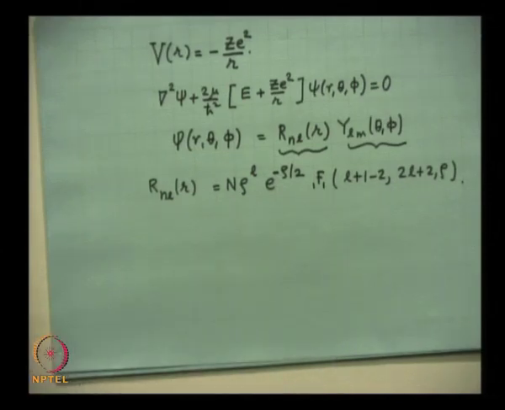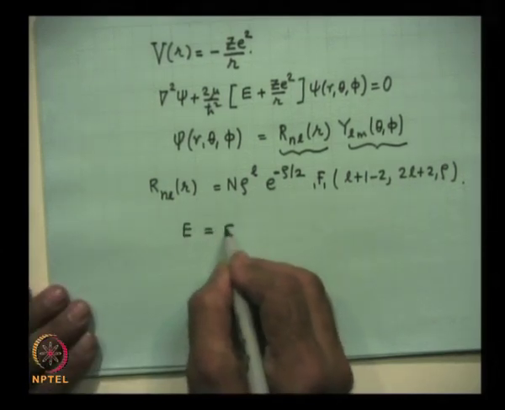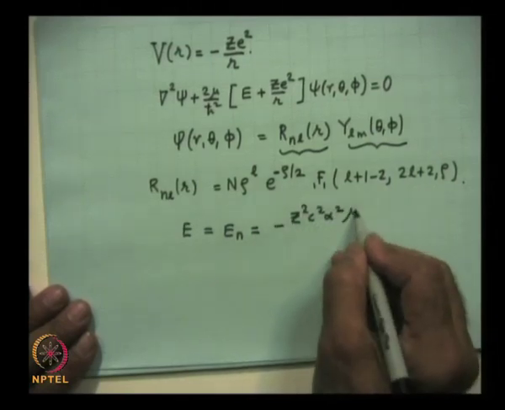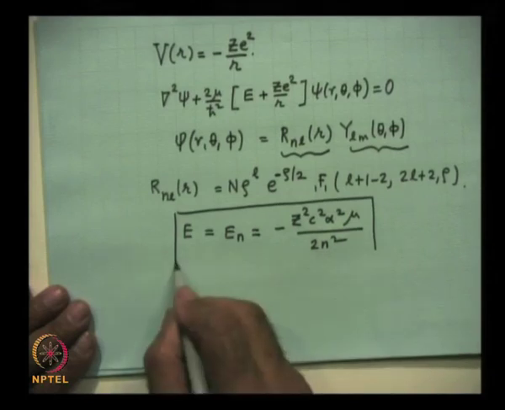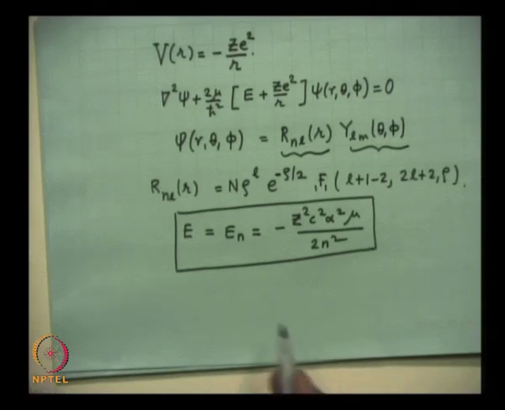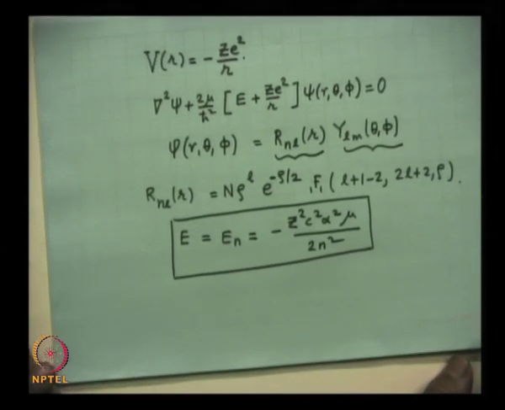And finally the energy eigenvalues are E_n equal to minus Z squared c squared alpha squared mu by 2 n squared. These are the energy eigenvalues of the hydrogen like atom problem, and we discussed that you can use this formula to obtain the spectra associated with the hydrogen atom, deuterium atom, singly ionized helium atom, doubly ionized lithium atom, and so on.